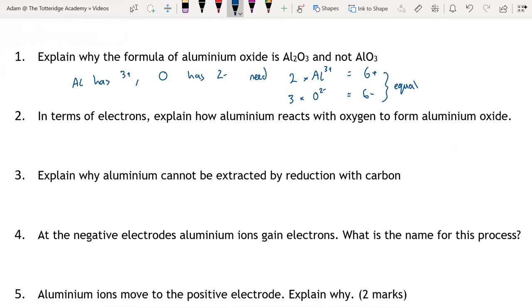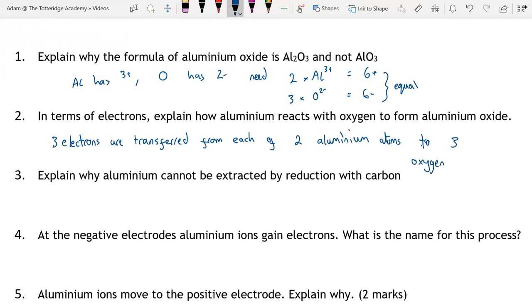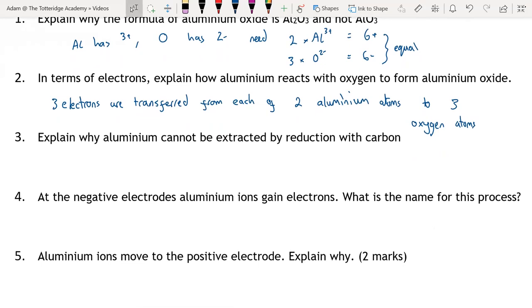So if you've got 2 aluminiums and 3 oxygens, you've got 3 electrons transferred from each of 2 aluminium atoms to 3 oxygen atoms. So I'm just going to make this word here a bit clearer. Okay. So you've got 3 electrons transferred from each of 2 aluminium atoms. So you've got these 2 aluminiums. Each one transfers 3 electrons to these 3 oxygen atoms. It's pretty straightforward.